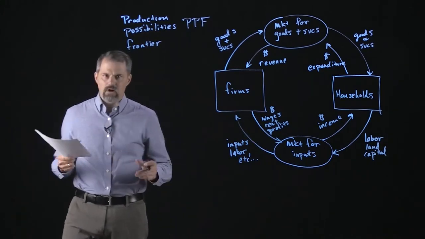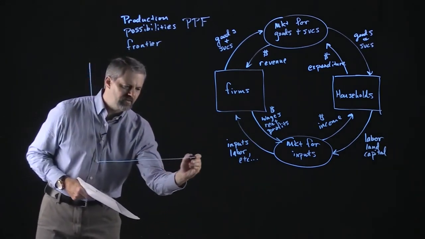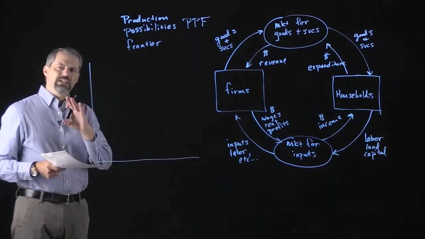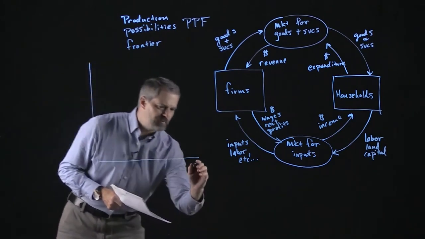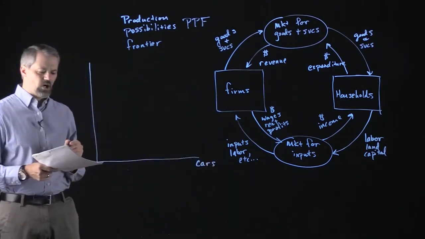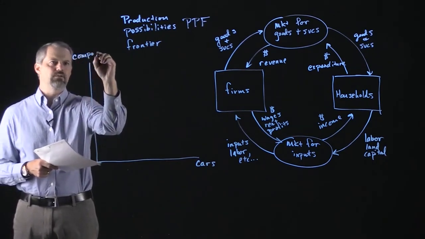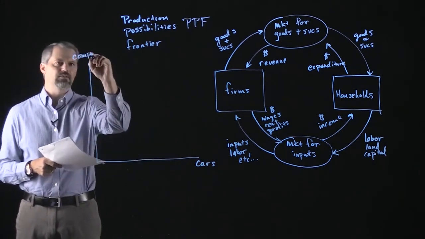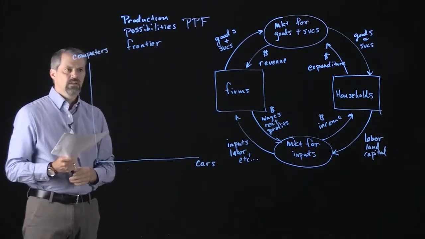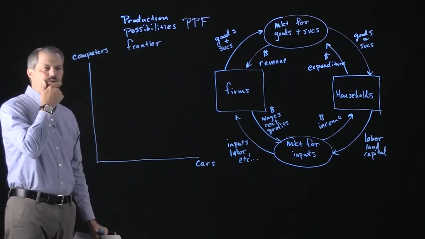So if we were to draw a picture of a PPF, let's make life very simple, and let's pretend like there are only two goods that are going to be produced. Let's suppose we've got an economy in which there are only cars and computers. Those are the only two goods. So we need to decide how many cars to produce and how many computers to produce.